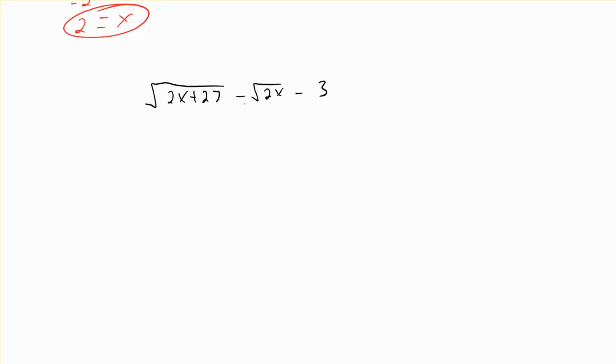What I'm going to do is bring this term, oh, that should be equals, over to the right side of the equation. So I'm going to write it like this. I'm going to say square root of 2x plus 27 is equal to 3 plus square root of 2x.